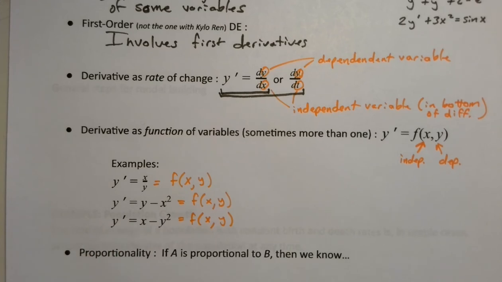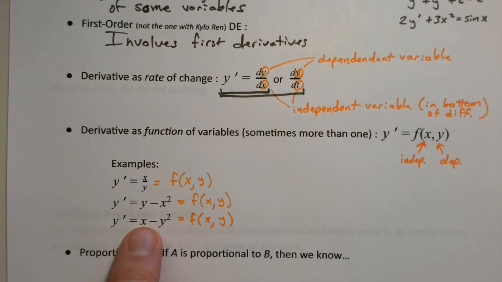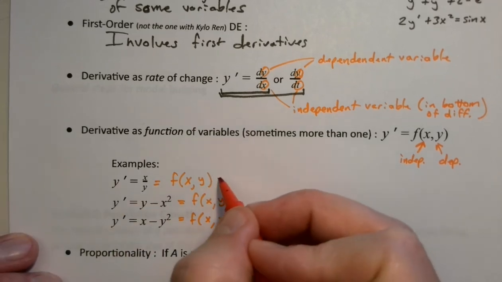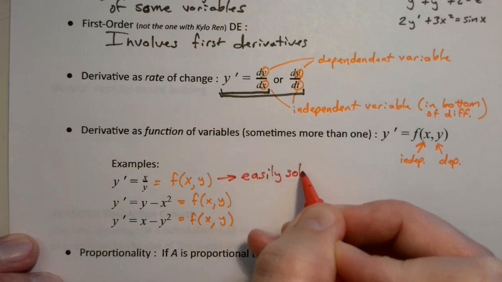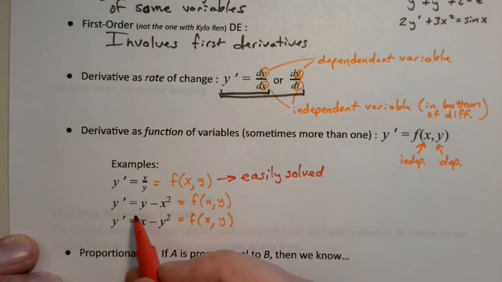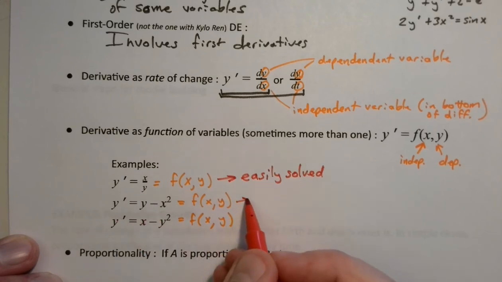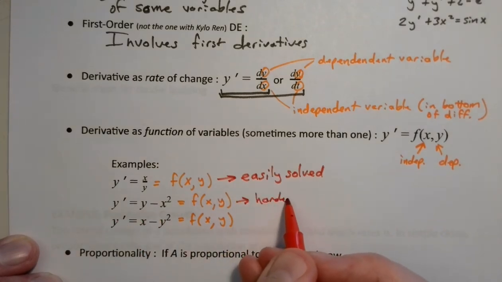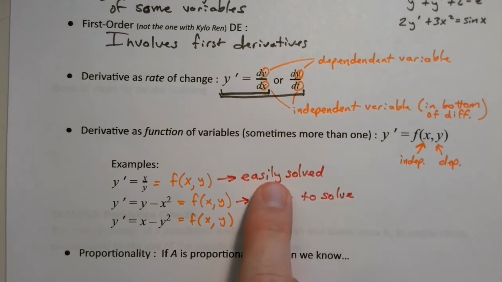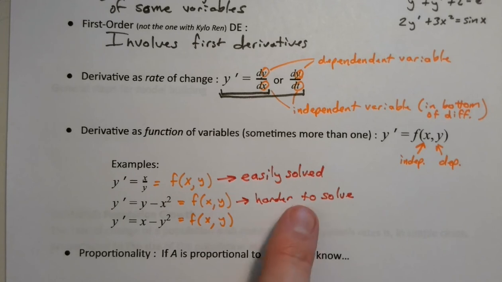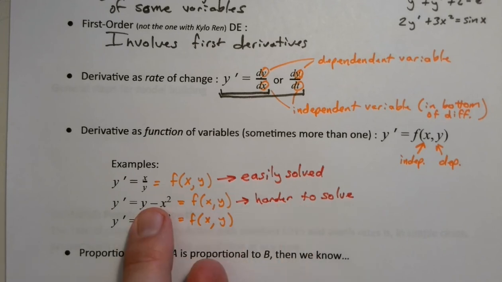But what's interesting about all three of these, you might look at them and think, oh boy, I think I might be able to solve some of these. And it turns out that this first one is literally super easy to solve. The second one on the list, this guy right here, it's a little bit harder to solve. And so we're going to probably in the next section learn how to solve this type of differential equation. And then later on in this chapter, we're going to learn how to solve this type of differential equation.